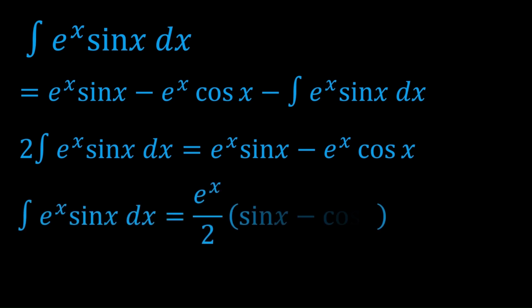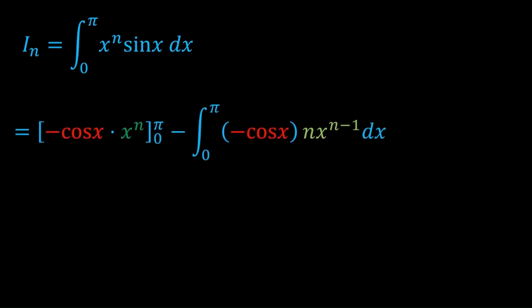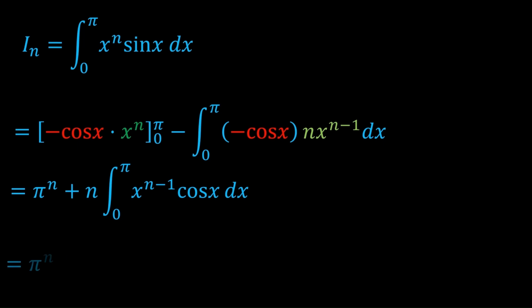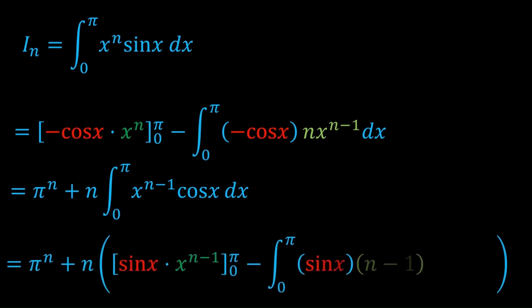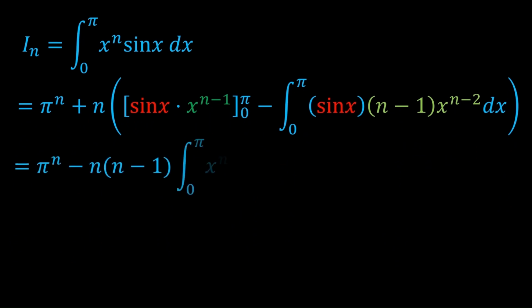But let's do an example of this for an actual reduction formula. So we're just going to integrate the sine x and differentiate the x to the n. When you simplify, we have another integral, and we're going to do a similar thing here. We integrate the cos x and differentiate the x to the n minus 1. When you simplify it, you see we've actually got the answer, because this other integral is I_{n-2}.